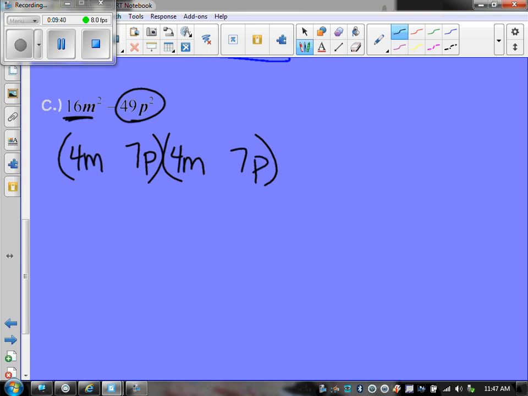What do my signs in the middle have to be? 1 positive, 1 negative, right? So that if I were to FOIL it out, I would get a negative 49p squared. Because 1 is positive and 1 is negative, the middle terms are going to cancel. That's why I have nothing in the middle, no MPs in the middle. This would be my final answer. Okay?